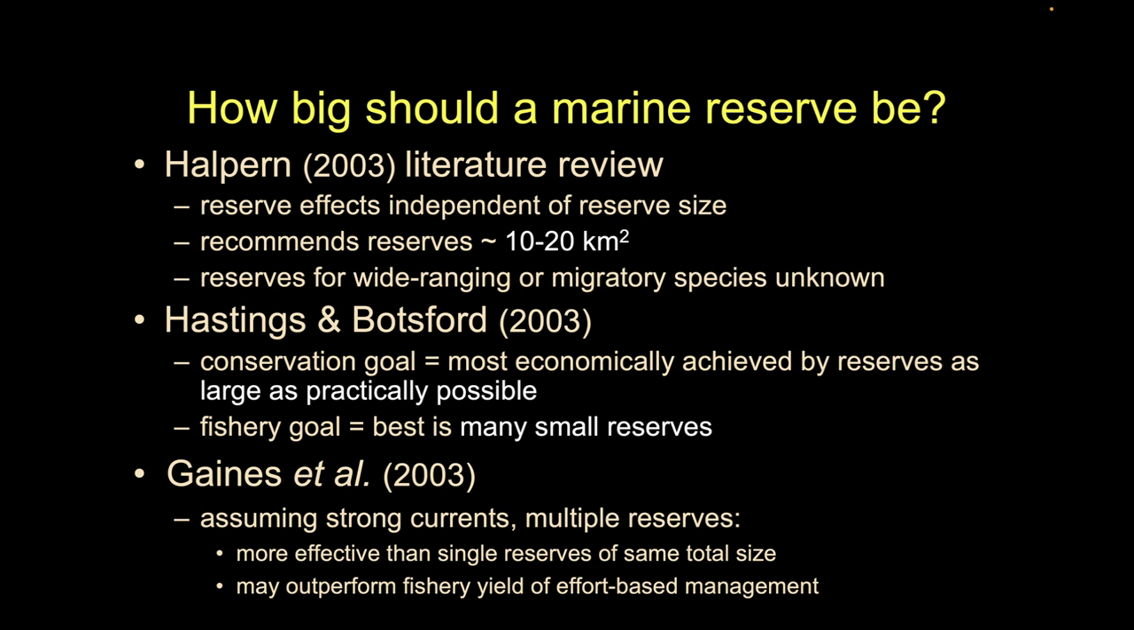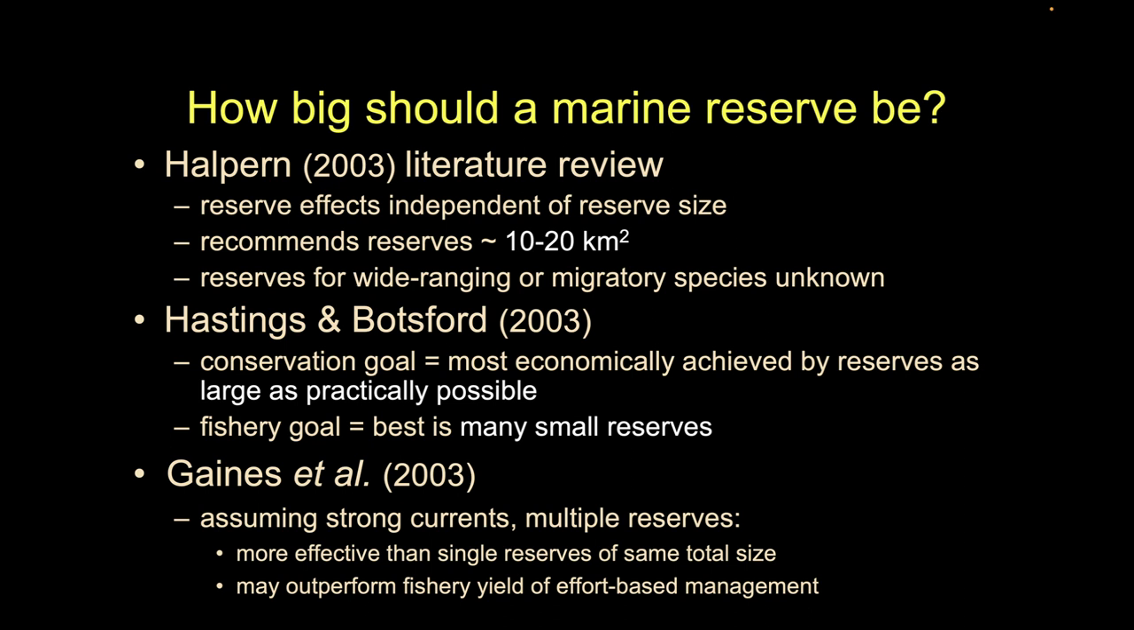The next one of these is this major group from UC Davis that does a lot of this modeling. It has historically been very important to our thinking about this. Their answer is, if the goal is conservation, so biodiversity, as big as we can possibly get them to be. If instead the goal is fisheries, we should have many, many fewer and smaller and many more of them. So we should have them salted around the state, basically.